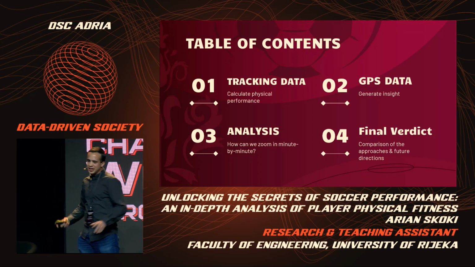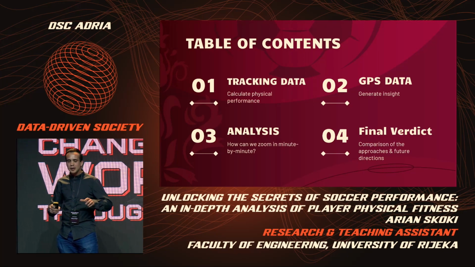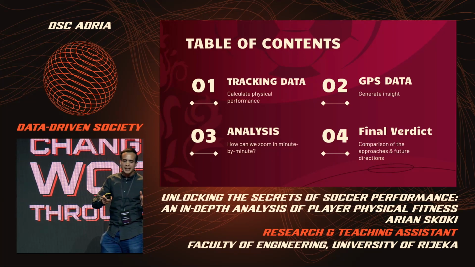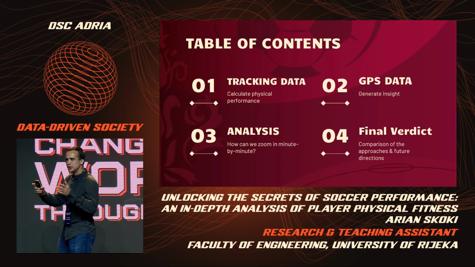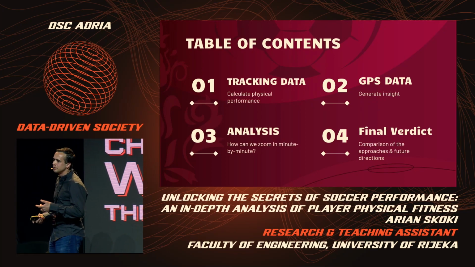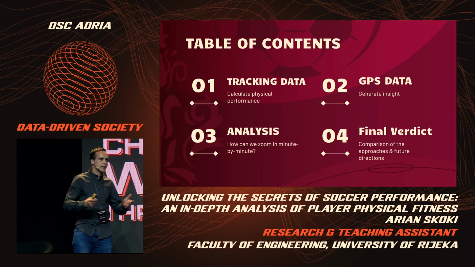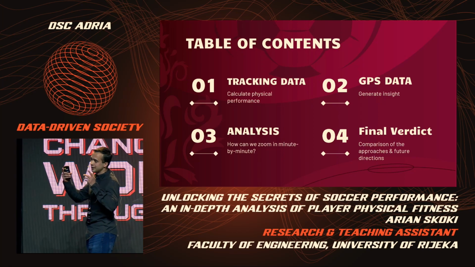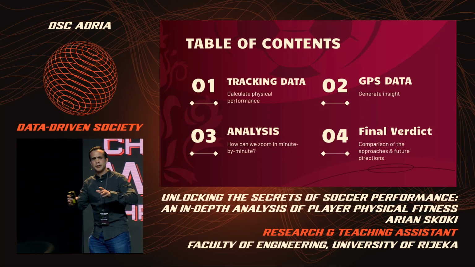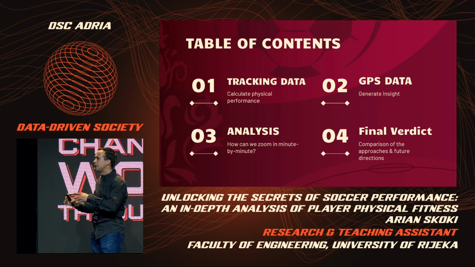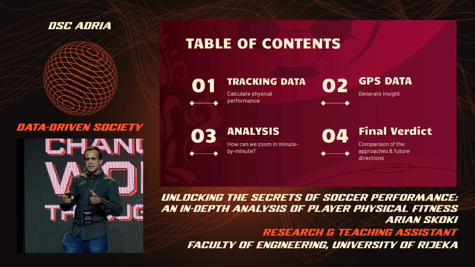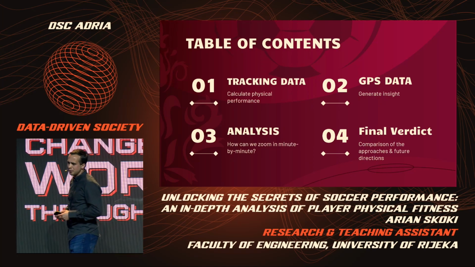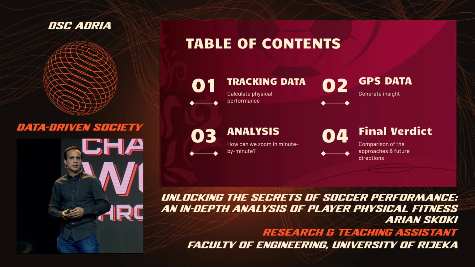So we will try to put this into the context by now presenting in the first and second chapter tracking and GPS data. So what is tracking data, what is GPS data, how we can calculate some metrics like the distance covered, etc. Then we're going to have a look at more in-depth analysis, not just an overview of 90 or 120 minutes, but can we zoom in on what is happening minute by minute, because it provides more context. And then we're going to wrap up, see the benefits of both and what can be done in the future.